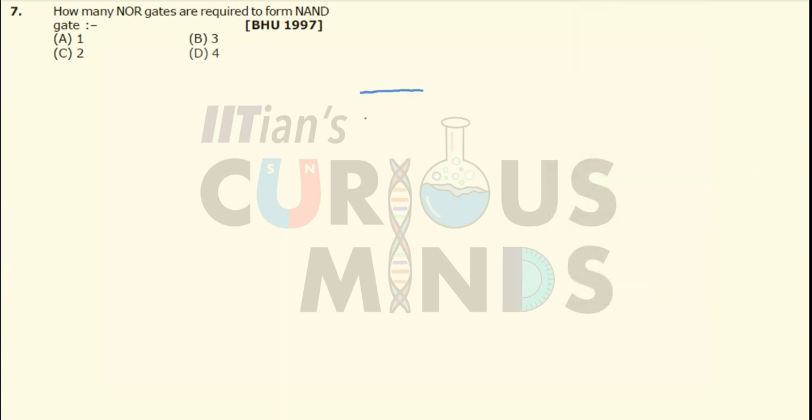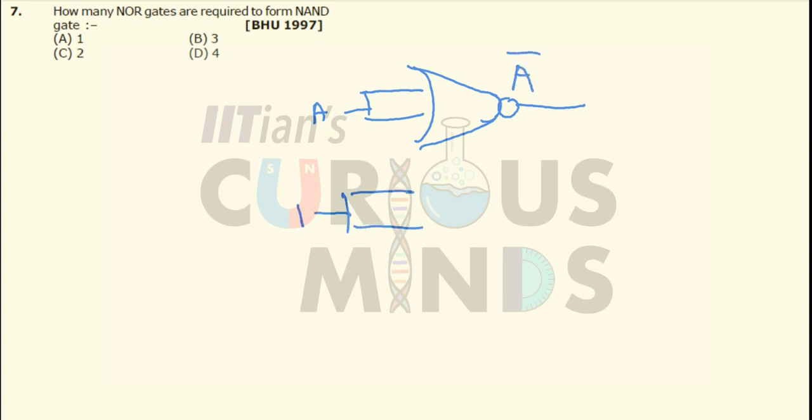So if I consider that there are two inputs A and B, suppose this is A, which I will split into two parts, and it is passed through a NOR gate, so I will get an A complement. And similarly, if I take a second input, that is B, and pass it through a NOR gate, I will get B complement over here. So I have got two parts over here, A complement and B complement.